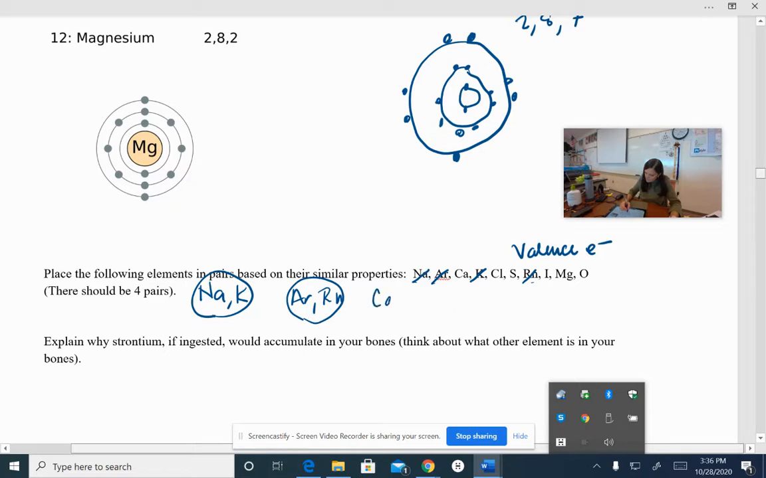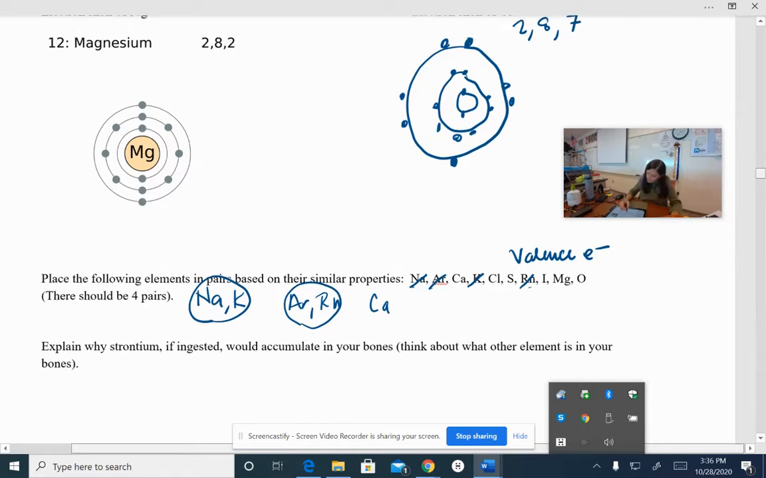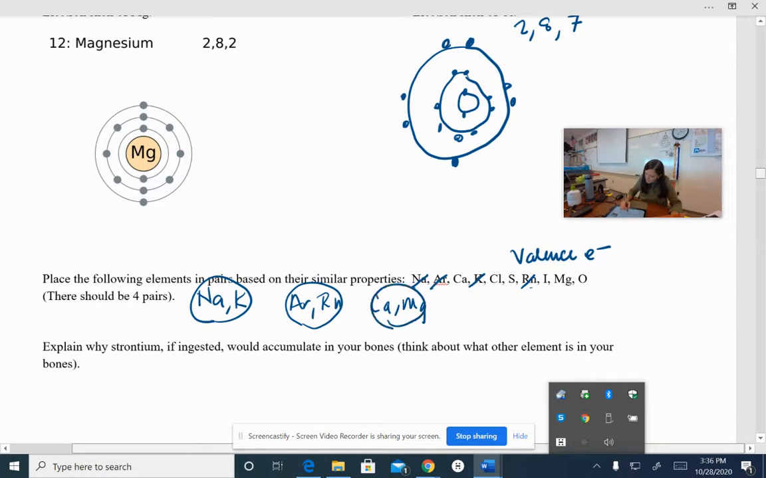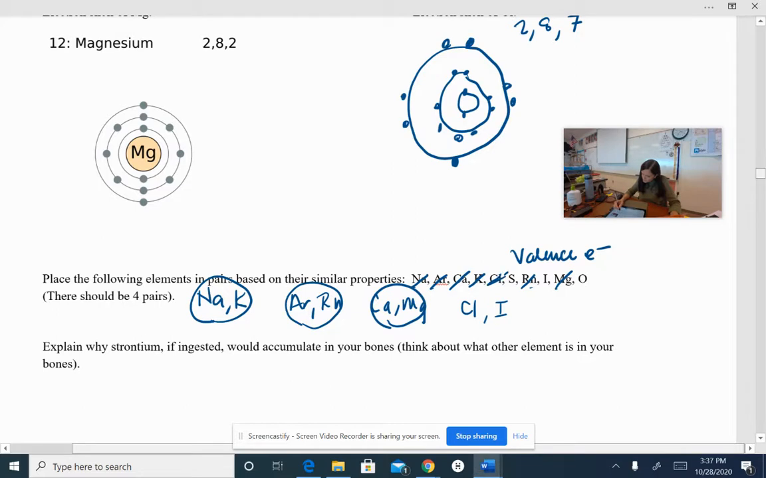Let's look at calcium. Calcium has 2. So what else is in that column with calcium? Magnesium is. So calcium and magnesium are a pair. Our next thing, chlorine. Chlorine has 7. What else has 7? Ooh, iodine does. So chlorine and iodine are a pair. And then last but not least, we have sulfur and oxygen, and they each have 6 valence electrons. So we've been able to pair it up.